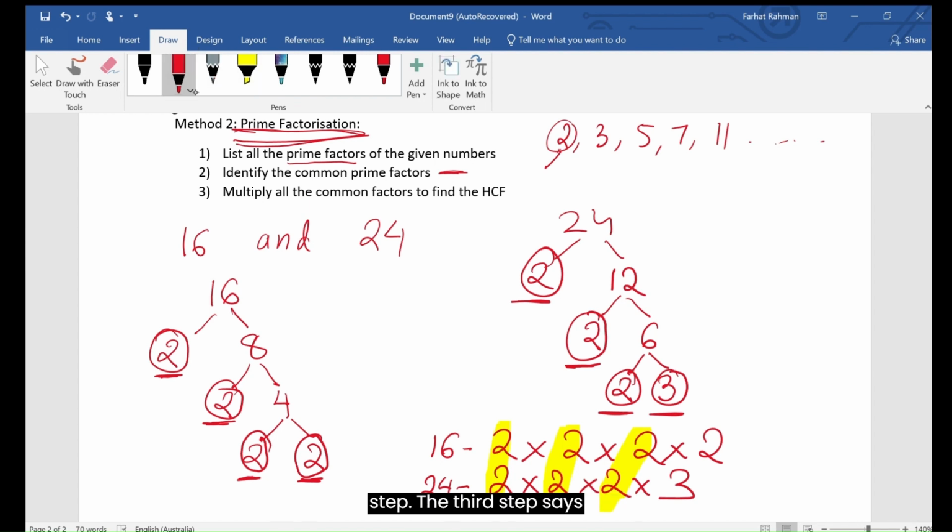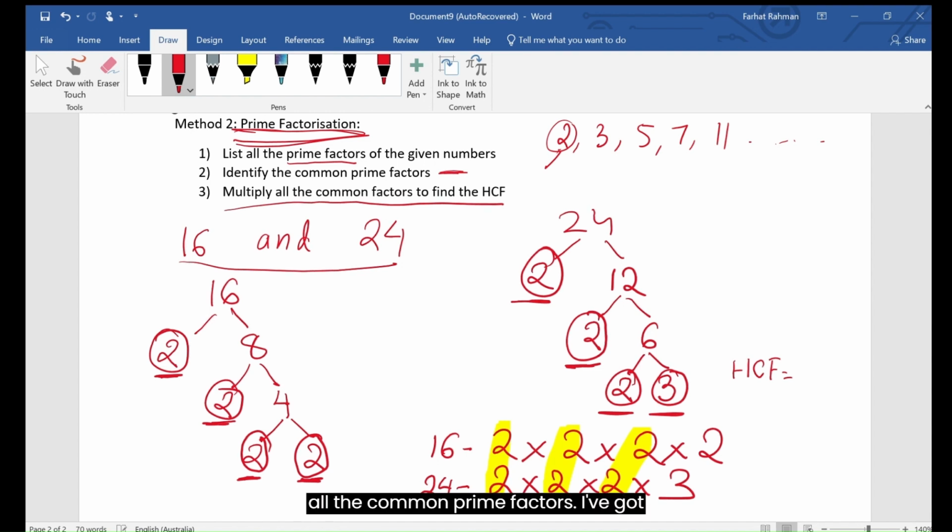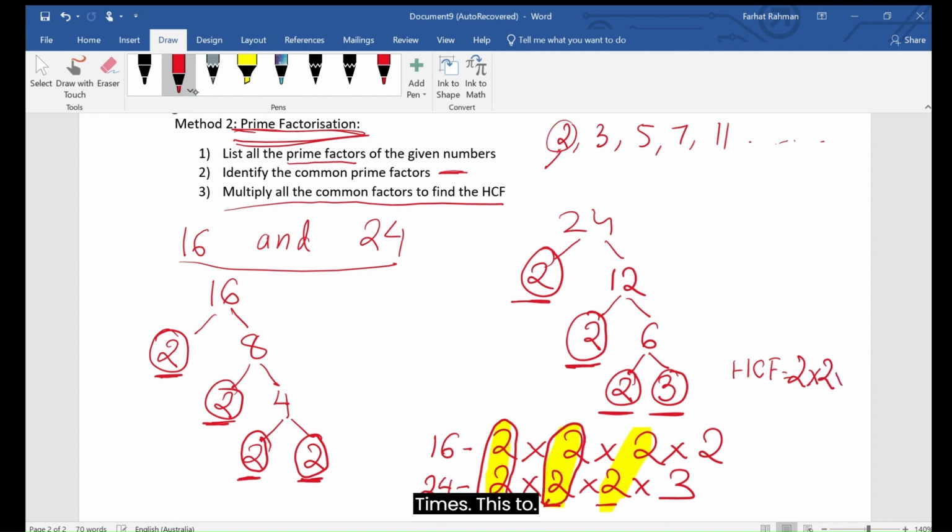The third step says multiply all the common factors to find HCF. So my HCF of 16 and 24 would be to multiply all the common prime factors. I've got 2 here times this 2 times this 2. 2 times 2 is 4, and then 4 times 2 is 8. So my HCF is 8.